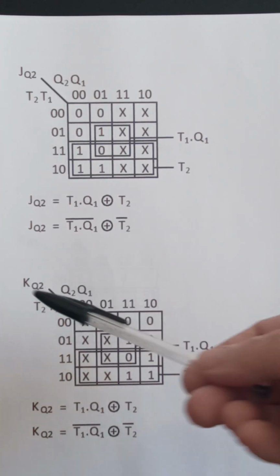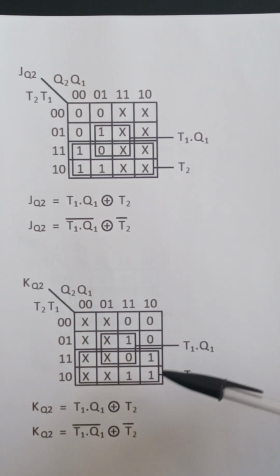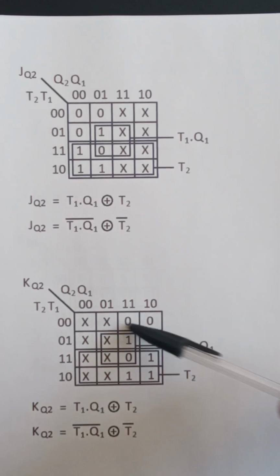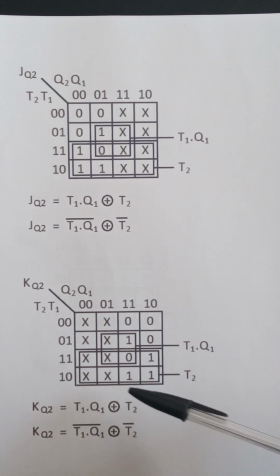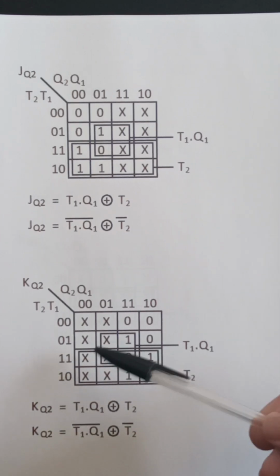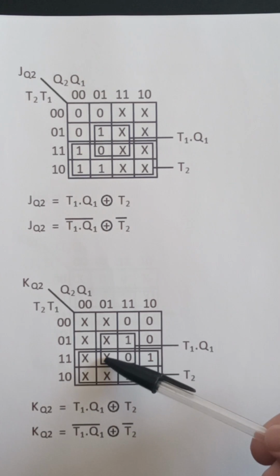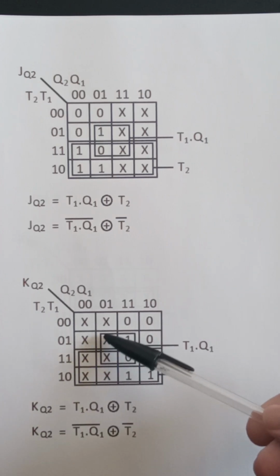Okay, so this is KQ2, exactly the same output expression. This is T1 and Q1, and this is T2. So, same thing again. I'm looping this coordinate twice, so it's a 0, this coordinate once, and this coordinate once, so it's a 1. And this x would be a 0 because it's looped twice, and this x would be a 1 because it's looped once.